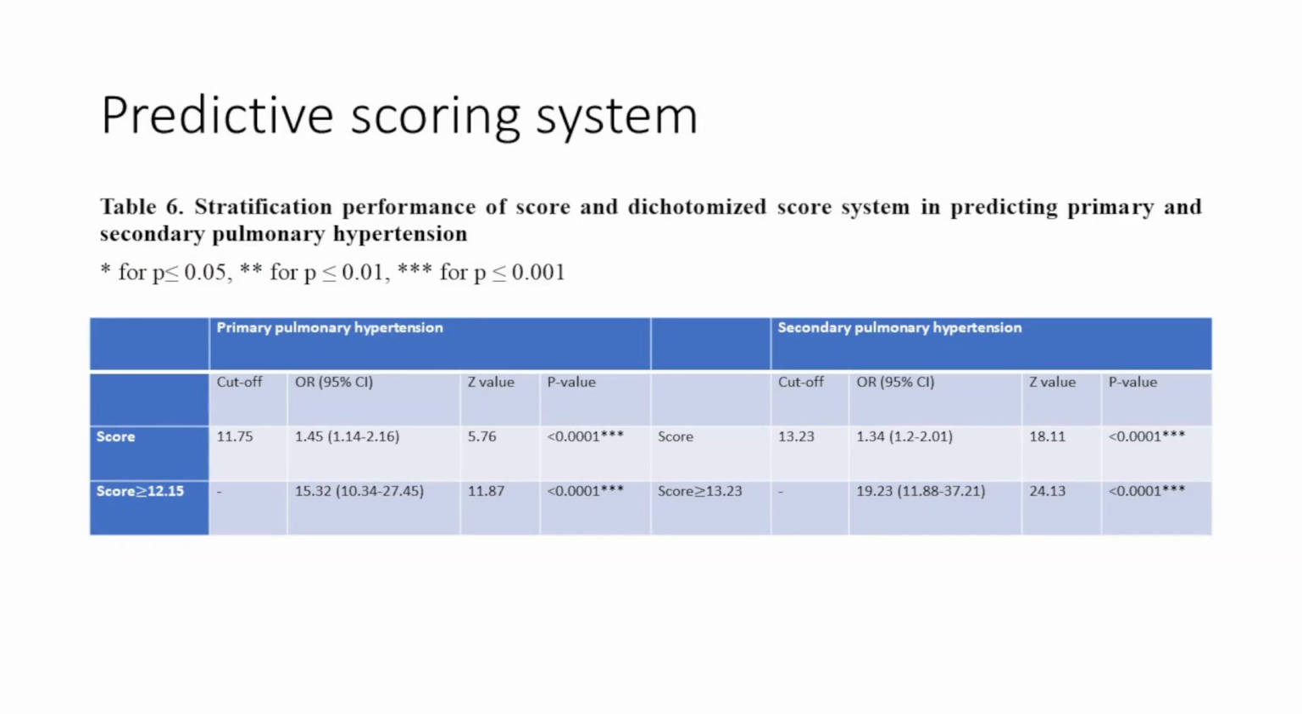And we looked at the stratification performance of the score, and the important part of this table is in the first row, there's a cutoff value, and we found that that cutoff value was what was significant. And so for primary pulmonary hypertension, the cutoff was 11.75, and for secondary pulmonary hypertension, the cutoff was 13.23. So essentially above that cutoff in both primary and secondary pulmonary hypertension respectively, that would be when there would be significantly higher all-cause mortality.